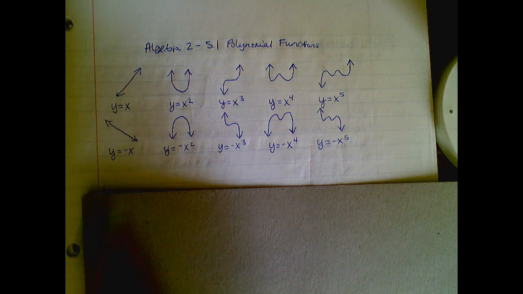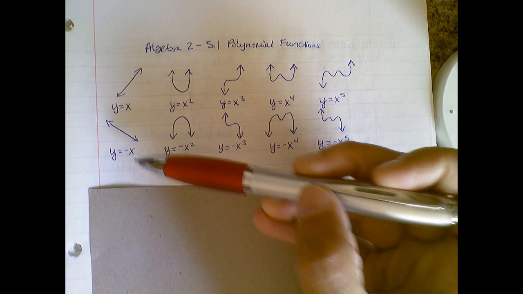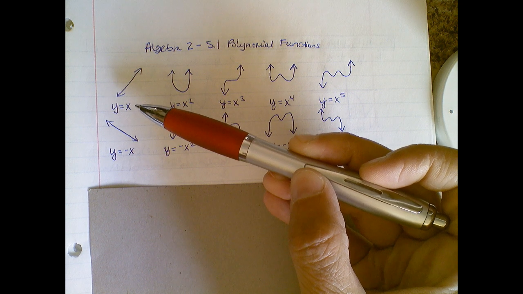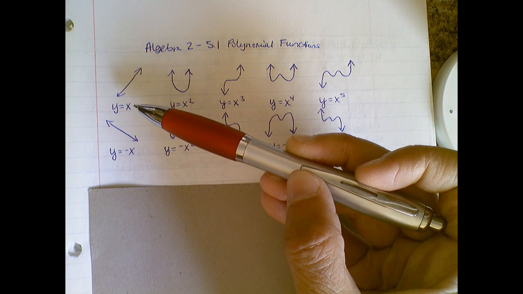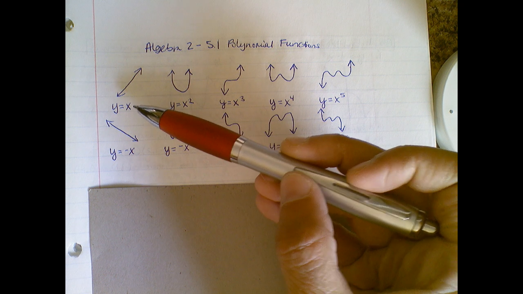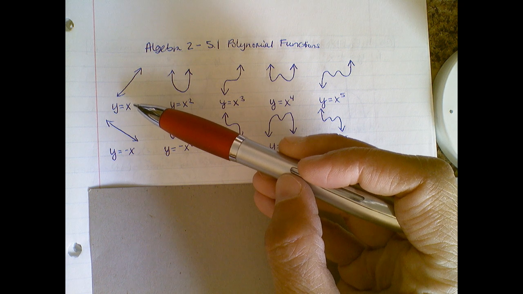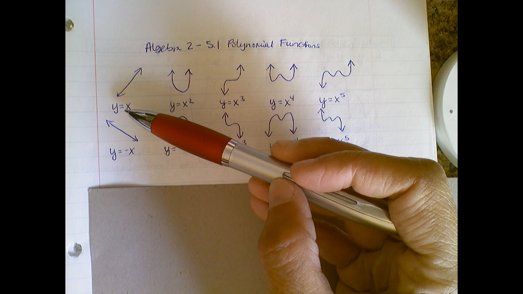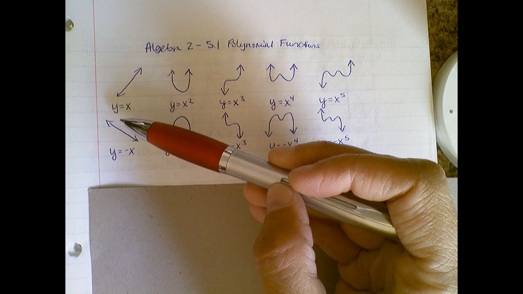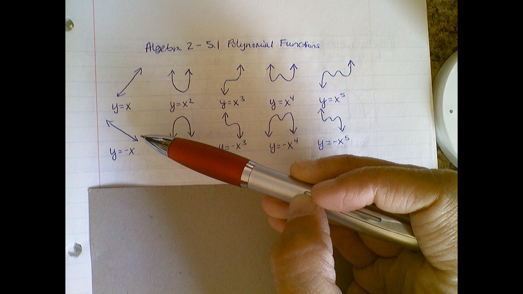So this one, these first two, notice how they're linear, so y equals x. The degree is 1, the highest exponent is 1. So whenever the highest exponent is 1, it's just going to be a straight line. If it's positive, then it's going to be increasing. If it is negative, it's going to be decreasing.